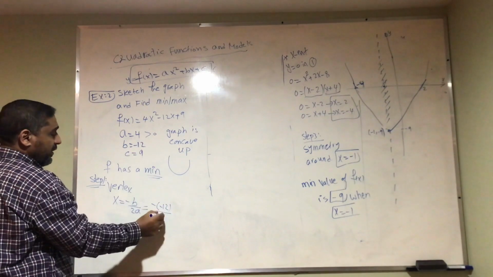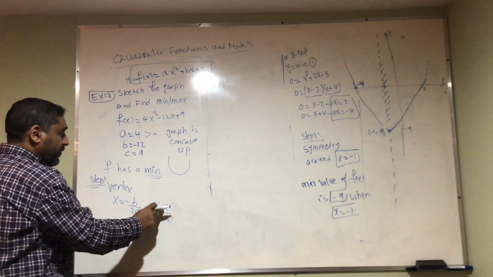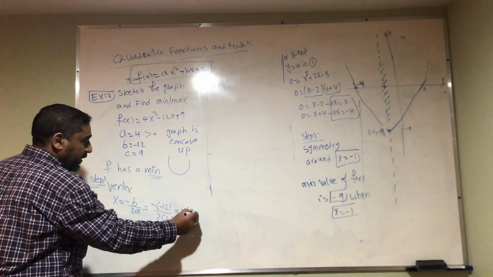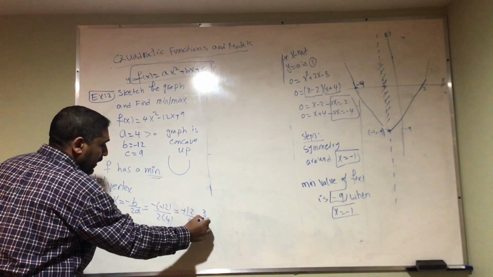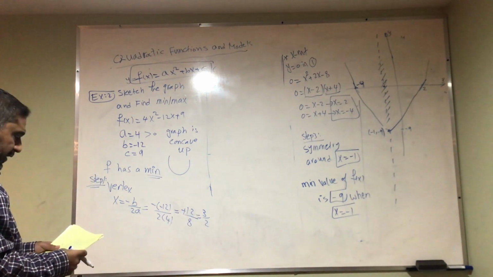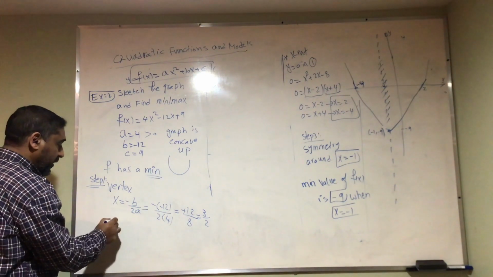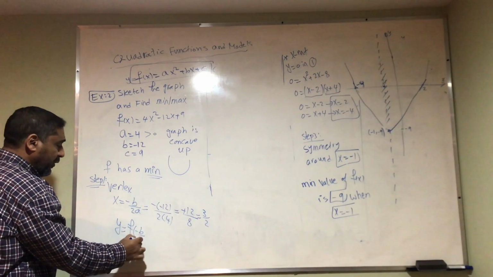What is your a? It is 4, just 4, right? So if I simplify this, as you can see, I put the negative sign between brackets, so you get plus 12, the whole thing divided by 8. If I simplify that, divide by 4, you get 3 over 2. That is my x coordinate here. I need to get y. What is your y? Your y here is f at negative b over 2a.